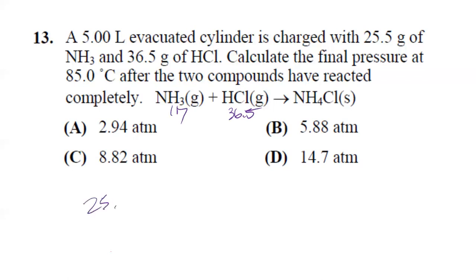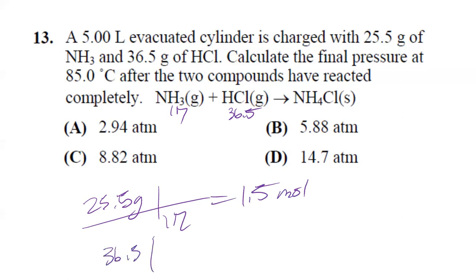So 25.5 grams divided by 17 becomes 1.5 moles. 36.5 divided by 36.5 becomes 1 mole of HCl. So do we use up both of these reactants completely, or do we have some left over? What do you guys think? Do we use up all of our reactants, or do we have some left over?